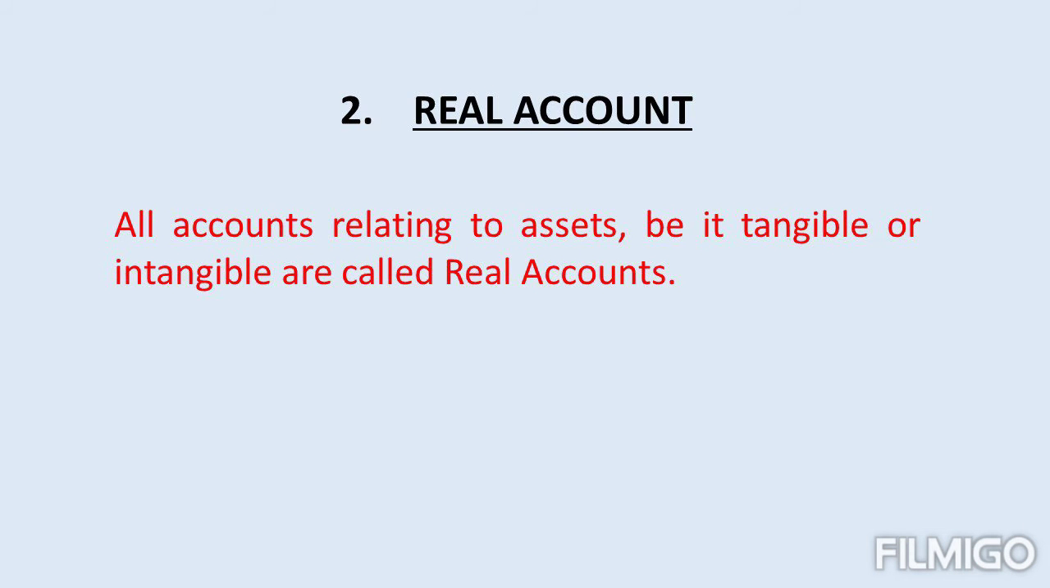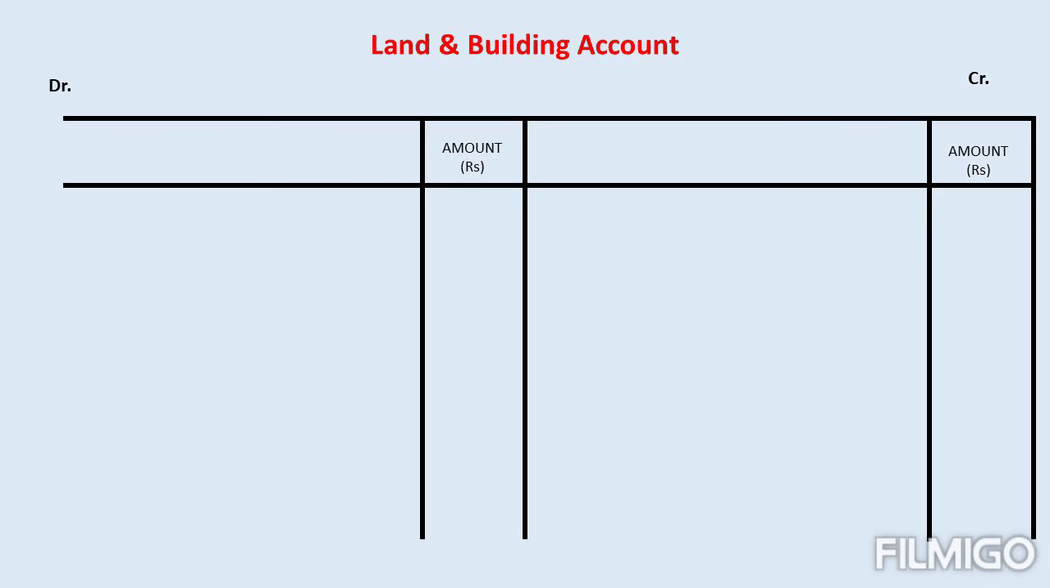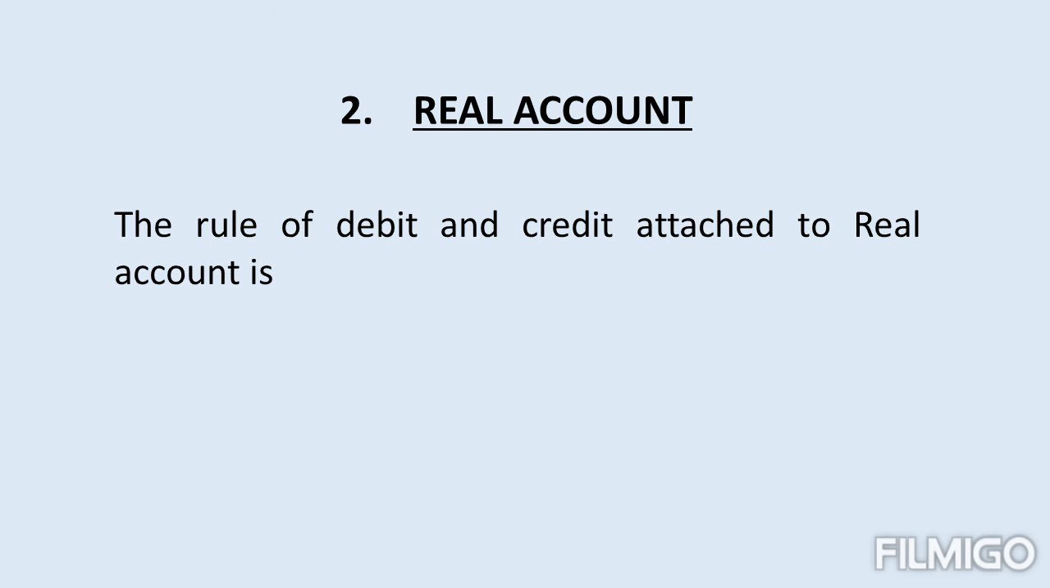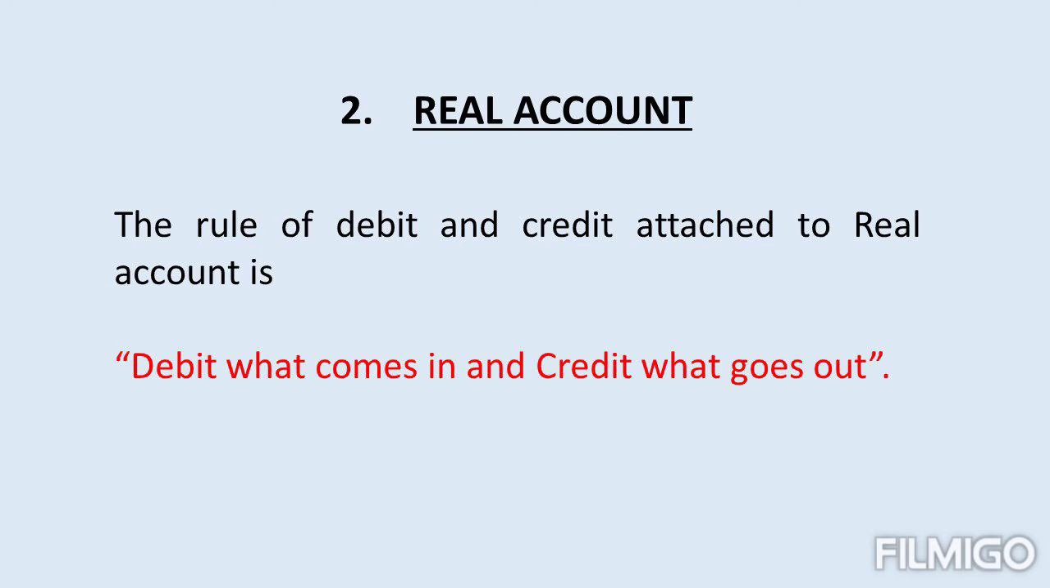The second one is called the real account. All accounts relating to assets, be it tangible or intangible, are called real accounts. Land and building account, machinery account, cash account, bank account, goodwill account are examples of real account. The rule of debit and credit attached to real account is debit what comes in and credit what goes out.